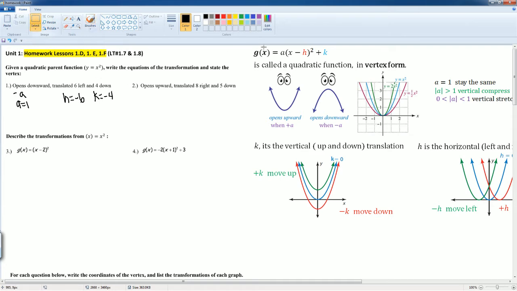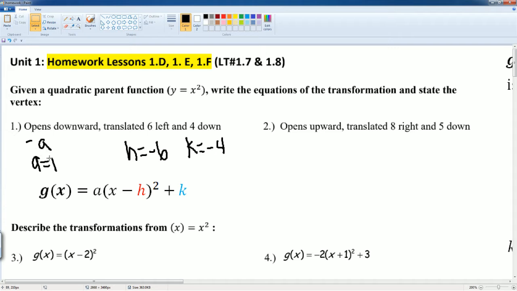Let me make your life easier by just grabbing the function here. I write g of x. You can write this as anything that you want. You can write it y or f of x. I just wrote g of x, okay? And we already stated here that a is equal to 1. So watch me make just that substitution, okay?